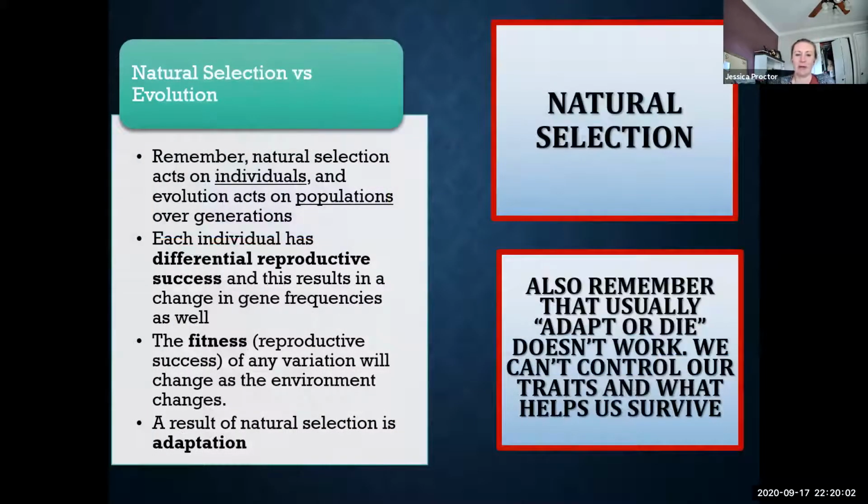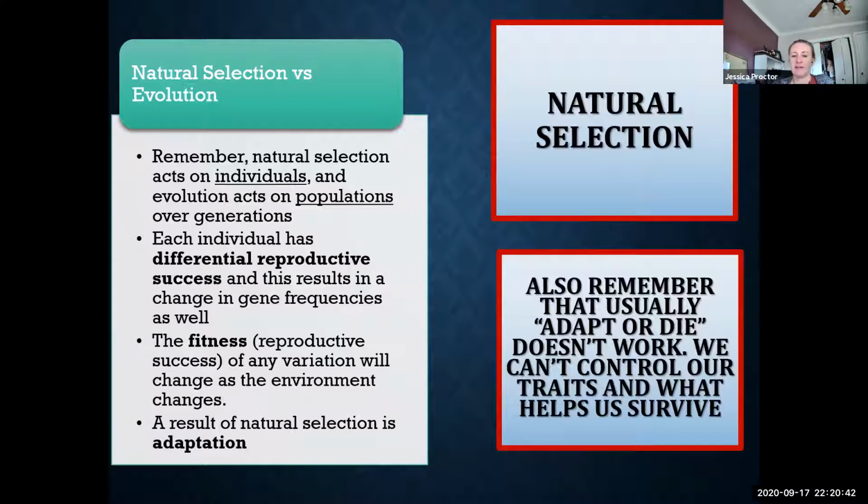All right, so remember, natural selection acts on individuals and evolution acts on populations over generations. So generally we don't see evolutionary change. We can only measure it if we're able to measure generation to generation. That's why we use the Hardy-Weinberg equation, and you'll see why in a moment. Each individual has differential reproductive success, and this results in a change in gene frequencies as well. Some individuals will be better adapted to reproducing than others, so those that are adapted to reproduction will end up passing their genes along to future generations.